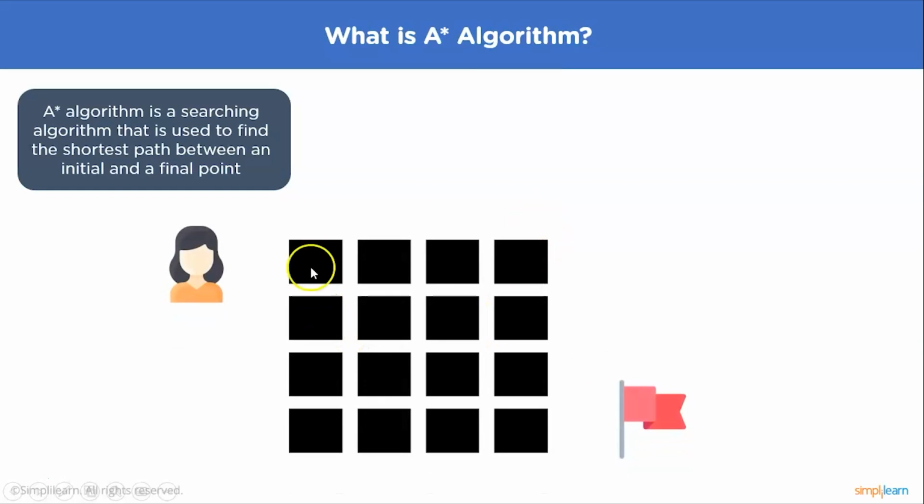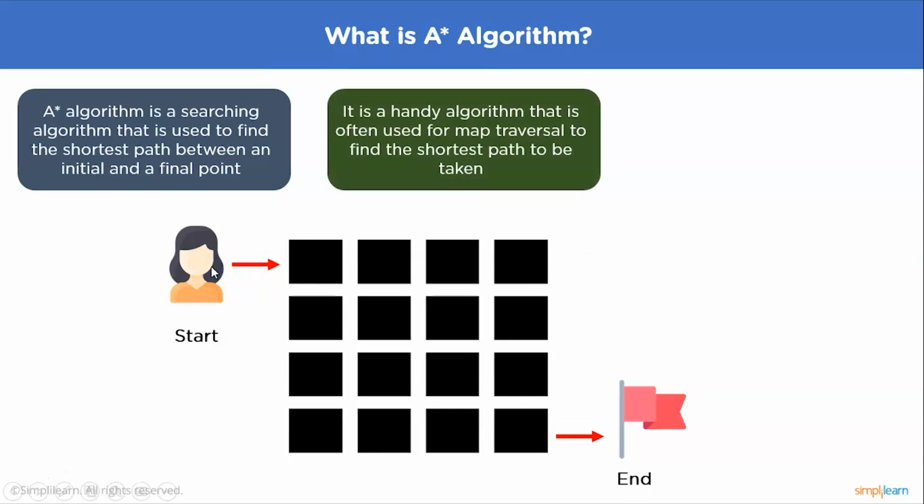So assume that you have a grid or a maze in this case. Your person is at the start and they have to reach the end of the maze, which is here at this point, denoted by this flag. Now using A-star algorithm, we can perform map traversal and find the shortest path which has to be taken within a map to go from the starting position to the end position.